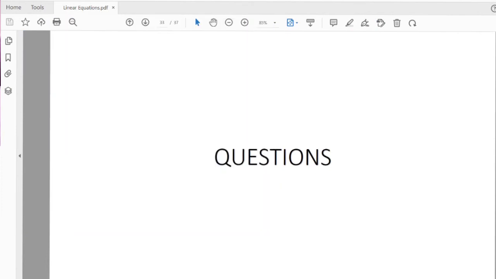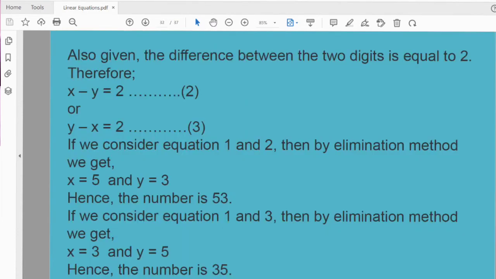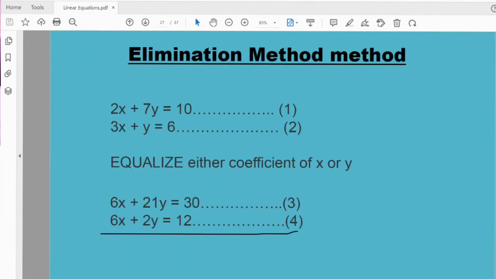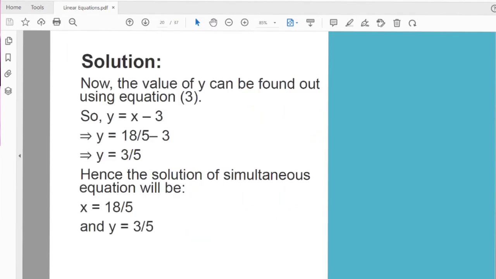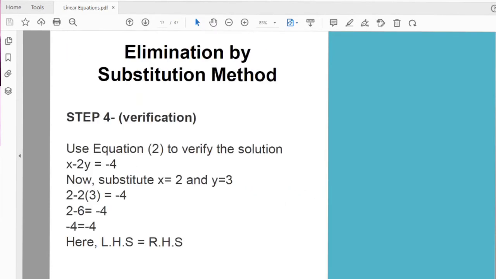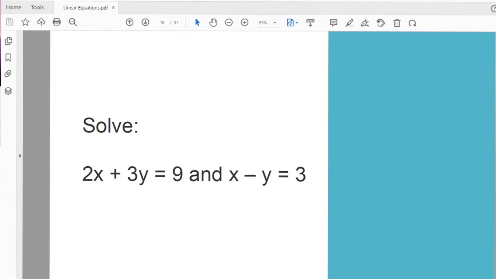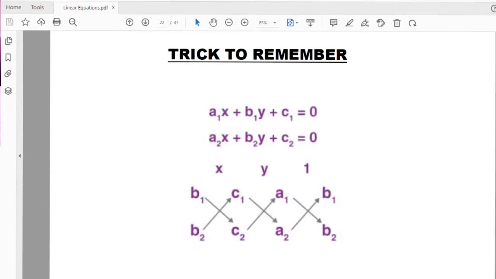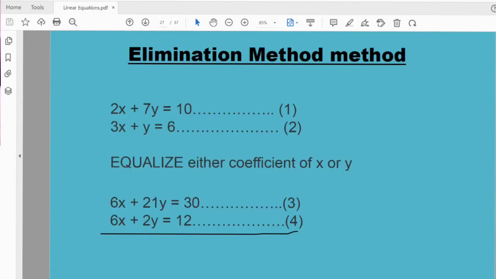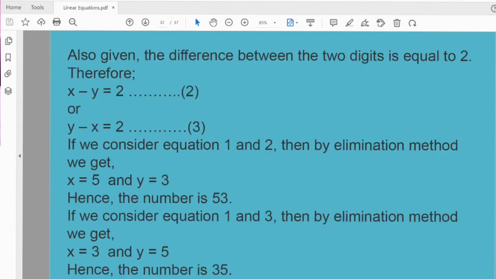Hello everyone, we are doing linear equations and I have already told you how to solve linear equations in two variables, and I have taught you the three methods as well: the elimination method, cross multiplication method, and elimination by substitution method. And after every method I have told you how to solve it, and I have even given an example as well. So now let us do some of the questions.